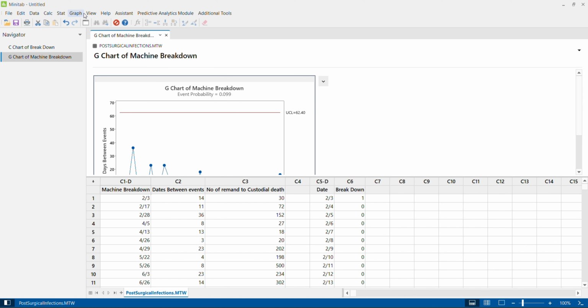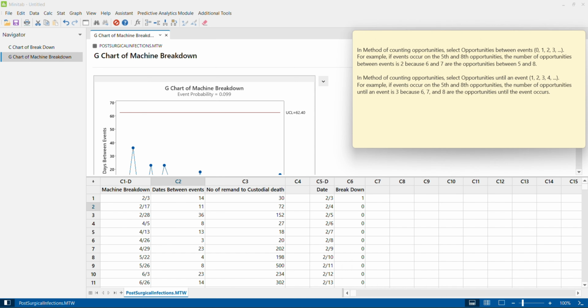So let me click on Stat. What I have done is I have converted this data in terms of number of days between failure, because the number of days between these two failures is 14 days. Here I have one particular piece of information to share with you, friends. Minitab will ask you which method you want to go for. For example, Minitab will give you two methods: do you want to count opportunities as 0, 1, 2, 3, or as 1, 2, 3, 4? Now, what does it mean?